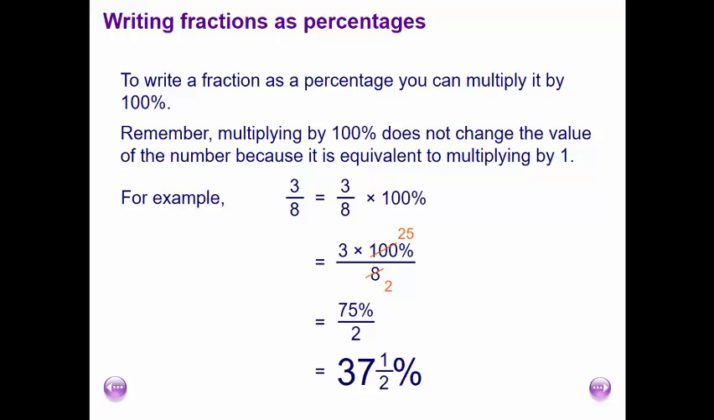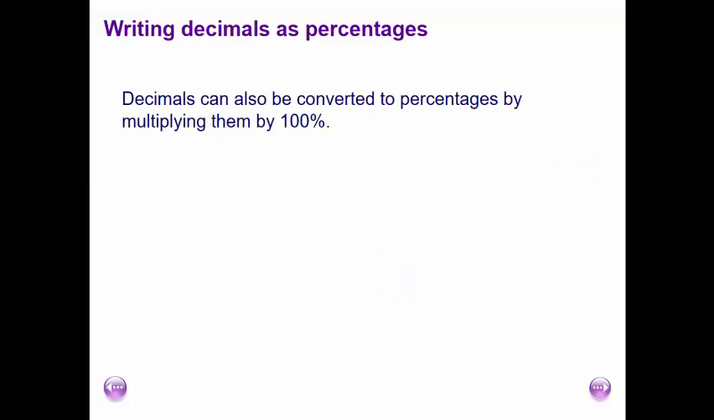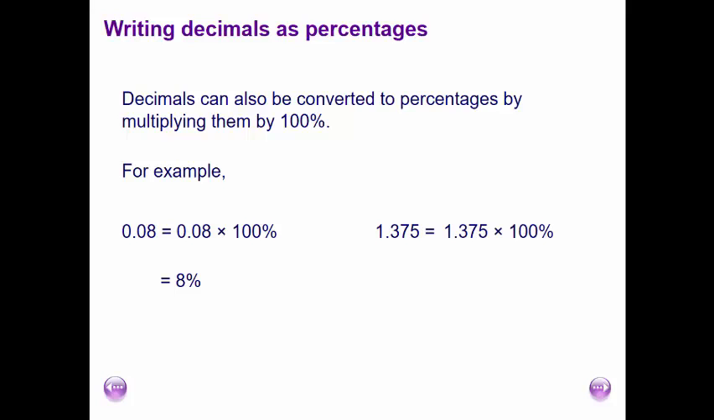So here's just some examples of that. To make a fraction into a percentage, multiply it by 100. We can do the same thing with decimals. So we take the decimal, multiply it by 100, and that converts it into a percent. So I jumped ahead there. Okay, so 0.08 is 8% after it's been multiplied by 100.